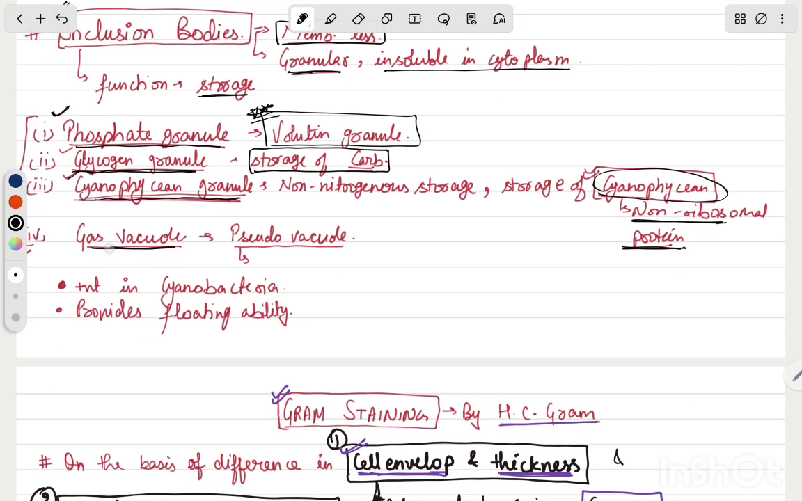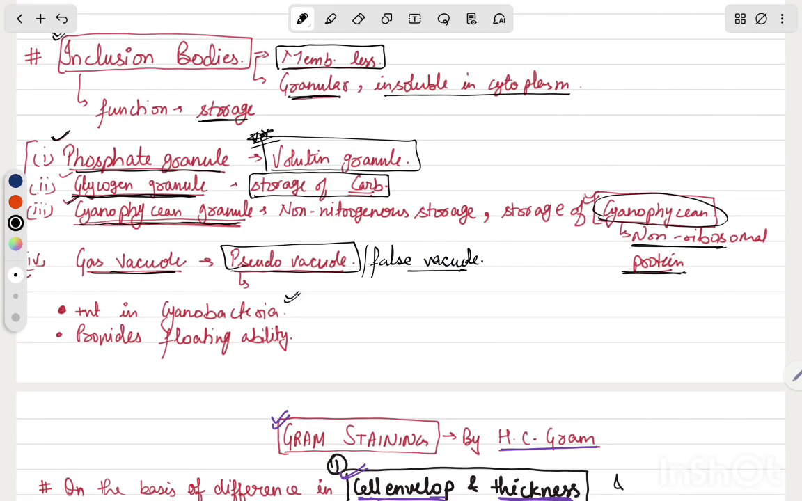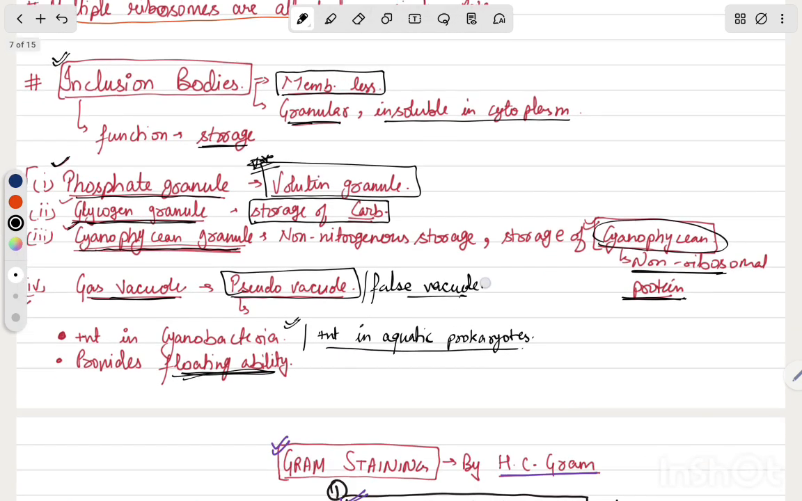Next is the gas vacuole. Gas vacuole is also known as pseudo vacuole. Pseudo means false vacuole, which is present in the prokaryotic cell. Why is it present in the prokaryotic cell? It is present in aquatic prokaryotic cells or cyanobacteria. It provides floating ability. It is present in aquatic prokaryotes, right? So that is all about the structure of prokaryotes.